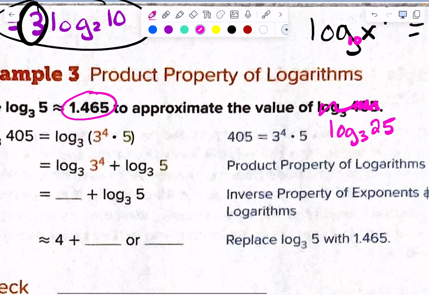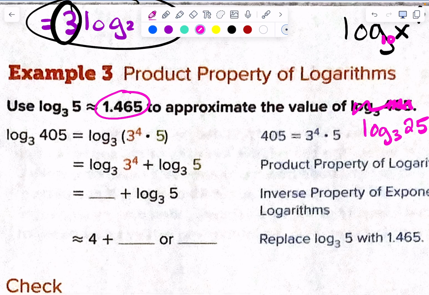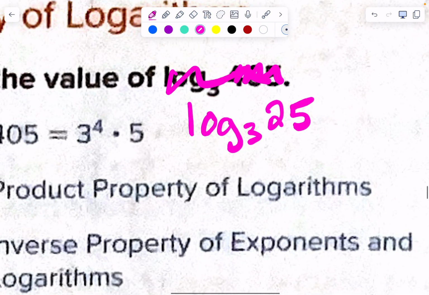Okay, I know what log base 3 of 5 is. So what I want to do is figure out what log base 3 of 25 is when I know log base 3 of 5, right? How do I write 25 as 5?